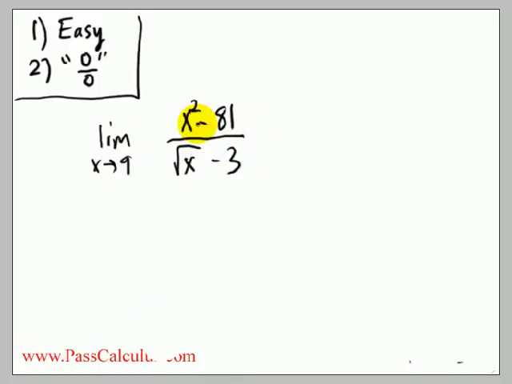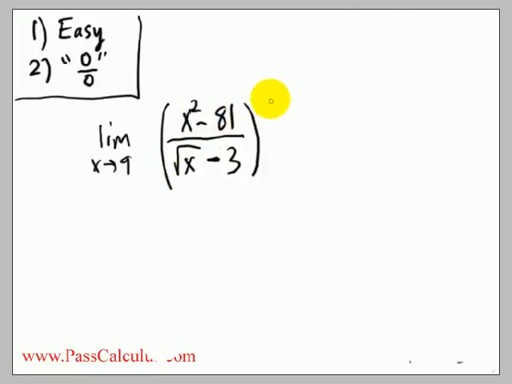When I put 9 into the top and bottom, I get 9 squared minus 81, which is 0. The bottom is root 9 minus 3, which is 0. So this is of type 0 over 0. Since I see roots floating around, probably I'm going to have to rationalize. But this is also a difference of squares, isn't it? So maybe I'll have to do some factoring as well. So let's start off by rationalizing.